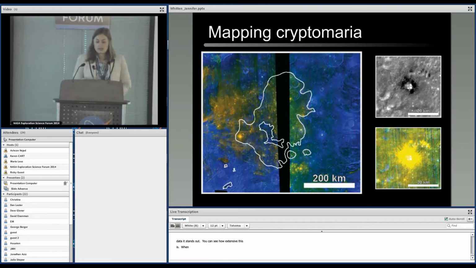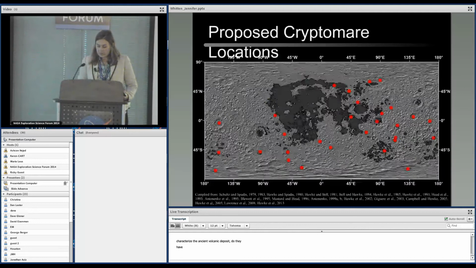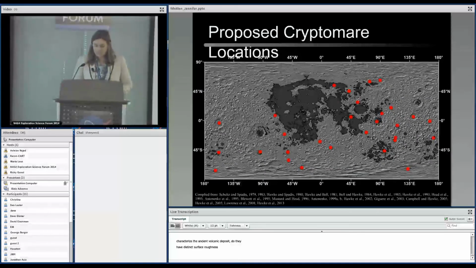And when you go and look at the spectra, it's clearly a basaltic signature, a high calcium pyroxene. So I used the Moon Mineralogy Mapper data to identify the outlines of these deposits, and then I went in with all of those other data sets to try and characterize these ancient volcanic deposits. Do they have a distinct surface roughness? Do they have distinct rock abundance? So I went and did all of that with these data.